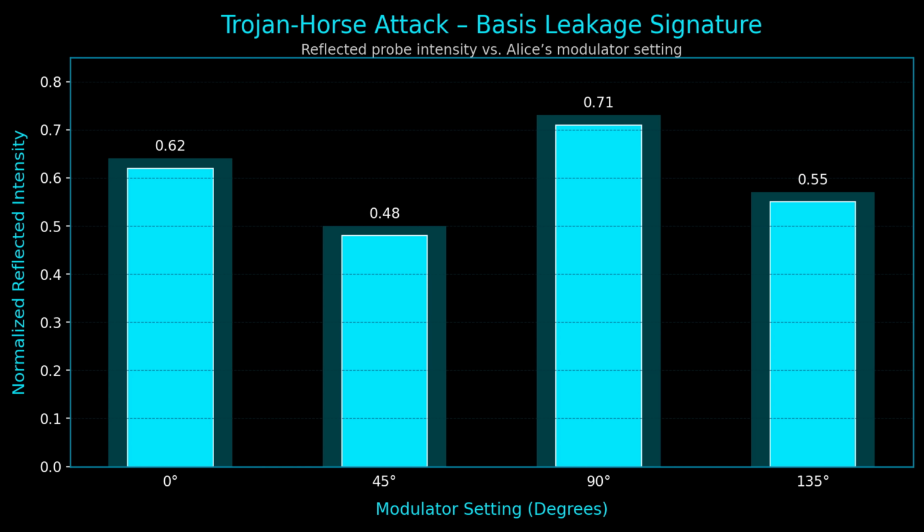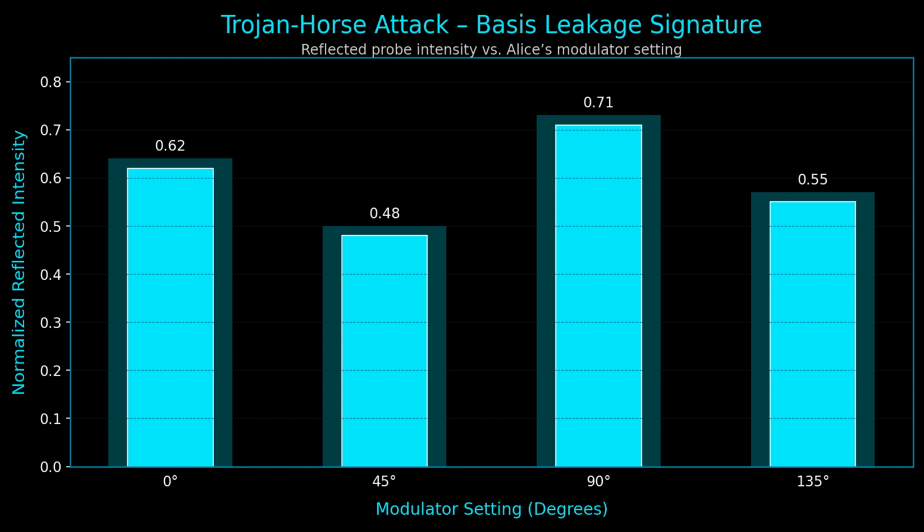The critical weakness is that part of this injected light gets reflected back out of the device, and that reflected power is not constant. It actually depends on the modulator's internal configuration, in other words, the basis Alice is using. In the graph, each bar represents one of Alice's 4 phase modulator settings: 0 degrees, 45 degrees, 90 degrees, and 135 degrees. And notice how each of those settings produces a different reflected intensity. This separation, these clear distinct peaks, is the basis leakage.